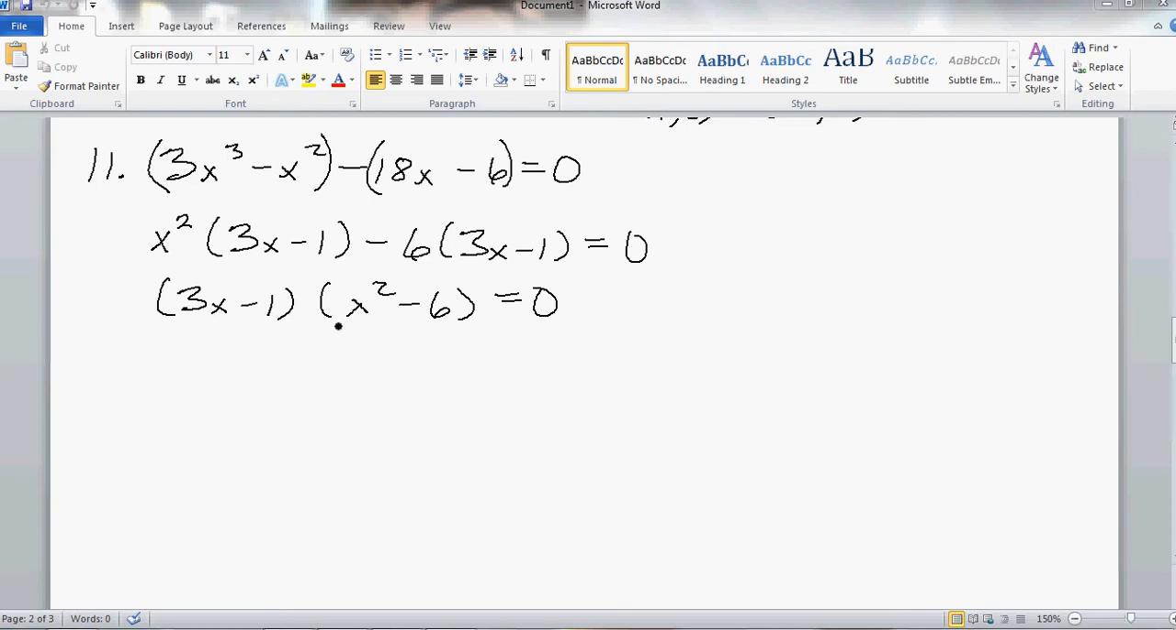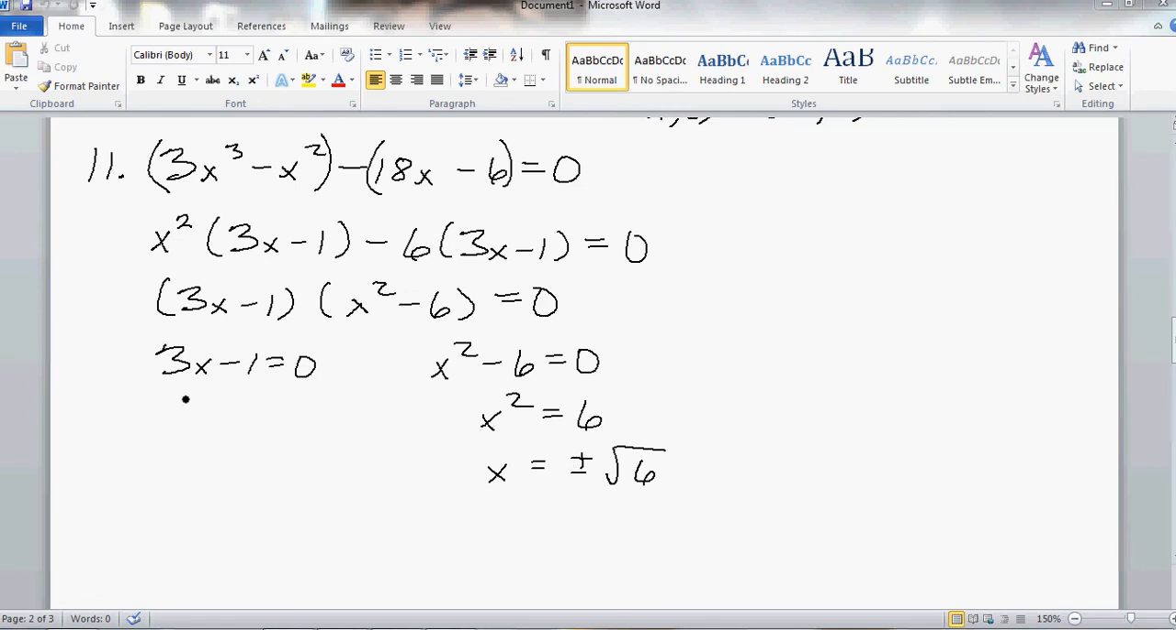Now I can set each one of these equal to 0 and just solve. 3x minus 1 equals 0, x squared minus 6 equals 0. Let's do this one first. Add 6, x squared equals 6, and take the square root of both sides so that x equals plus or minus the square root of 6. Over here we're going to add 1 and then divide by 3 so that x equals 1/3. So the possible solutions would be 1/3, root 6, and negative root 6.